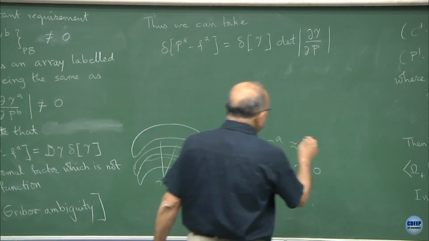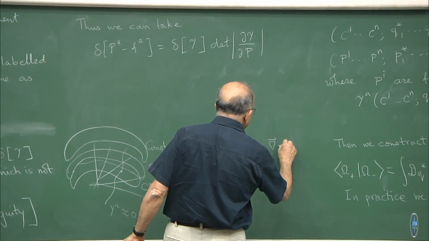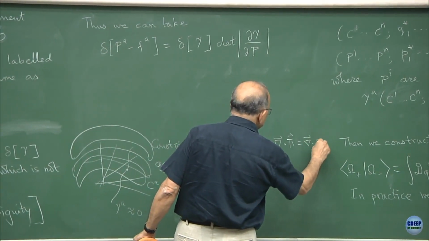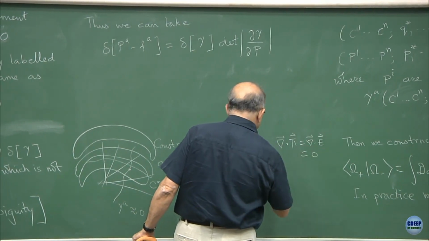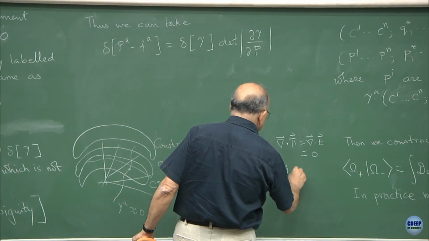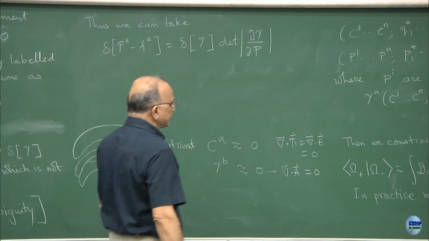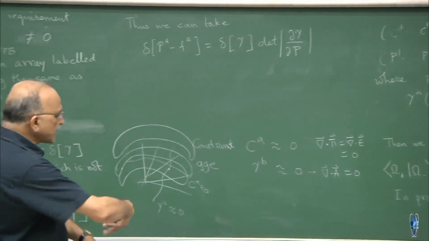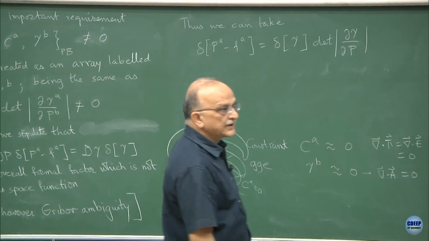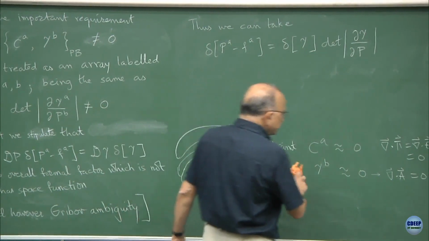Yeah, so the gauge condition was divergence P equal to 0, div pi, which is the same as divergence E equal to 0. And to take care of that, the gauge condition was divergence A equal to 0 within the Lorentz gauge. So these are the two things that are proposed to be made mutually canonical. Okay.